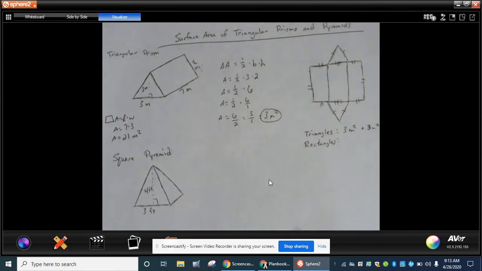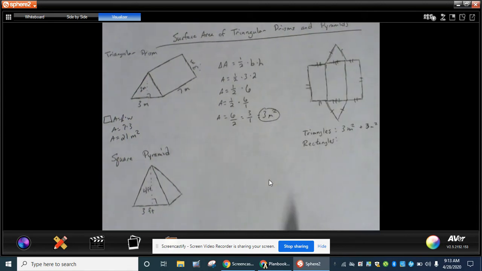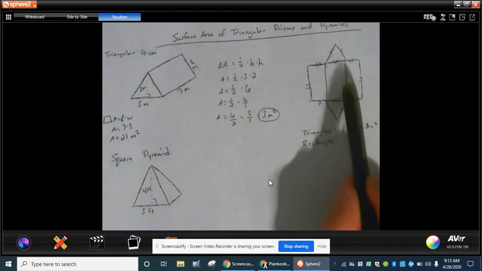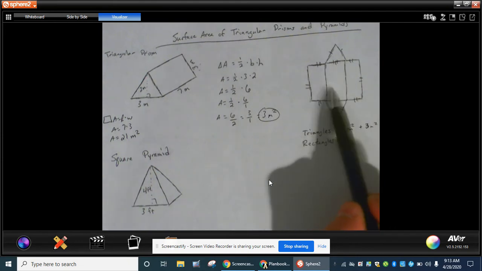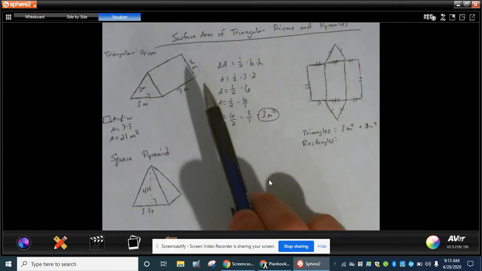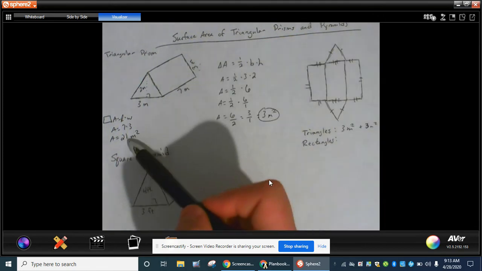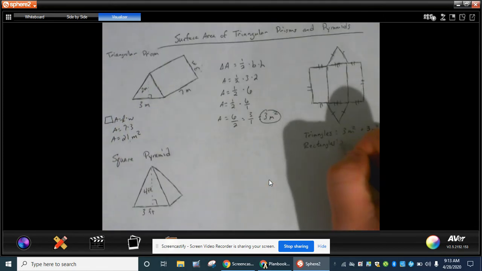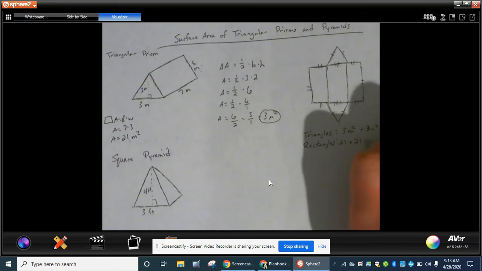How many rectangles do I have in a triangular prism? I have my base and I have my two sides, so I have three total rectangles in this triangular prism, each of which has the same area, 21 square meters. So I'm going to take 21 and add it 3 times.